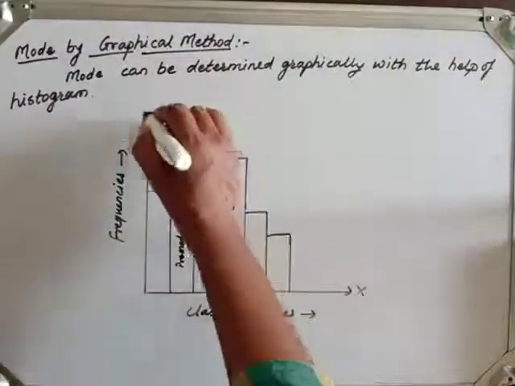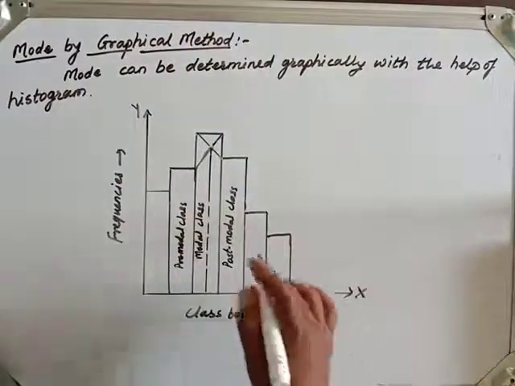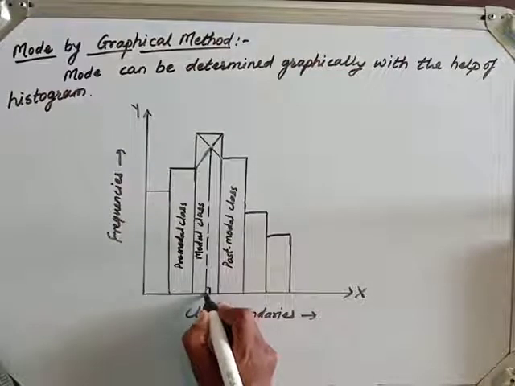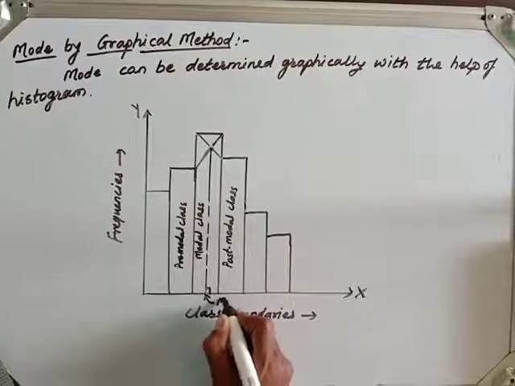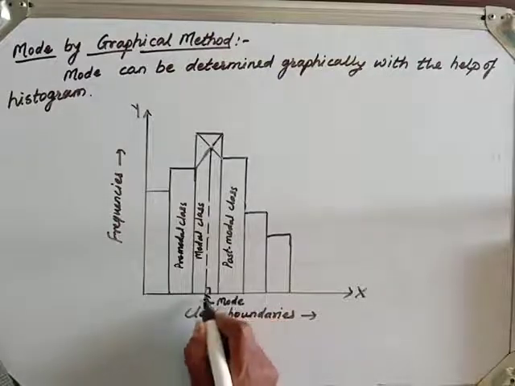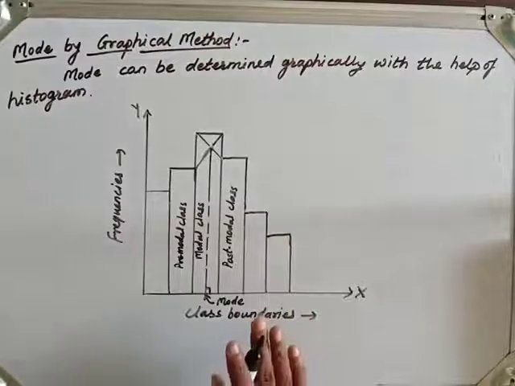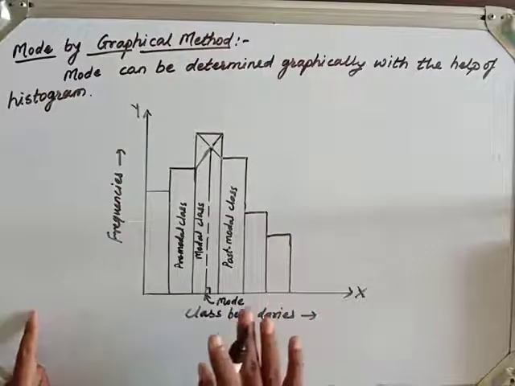This is our x-axis, this is our y-axis. You know it, the horizontal axis is the x-axis, the vertical axis is the y-axis. This point where the perpendicular meets the axis represents the value of the mode. This is the method by which we can determine the mode graphically.